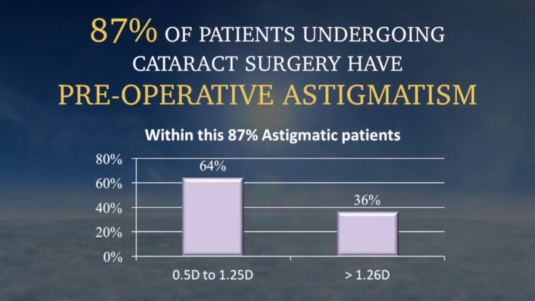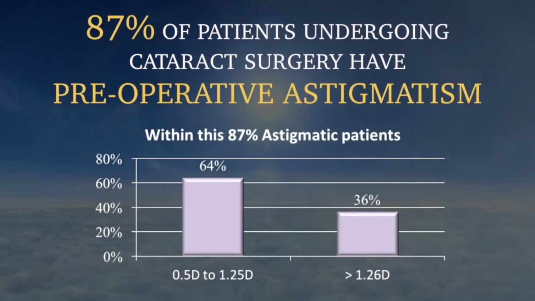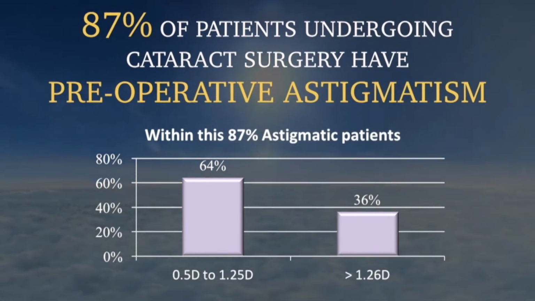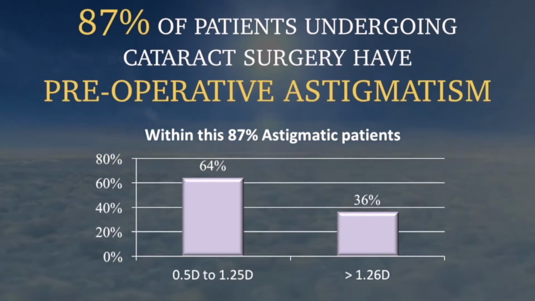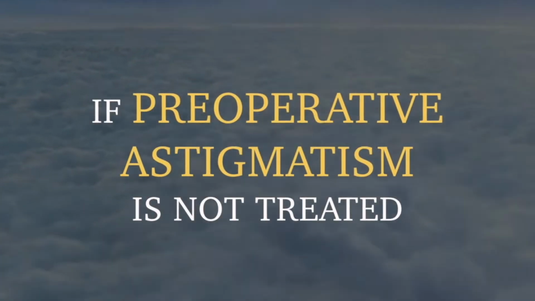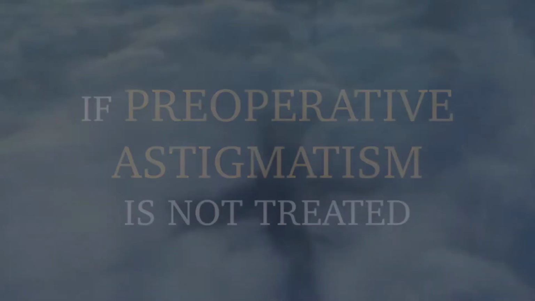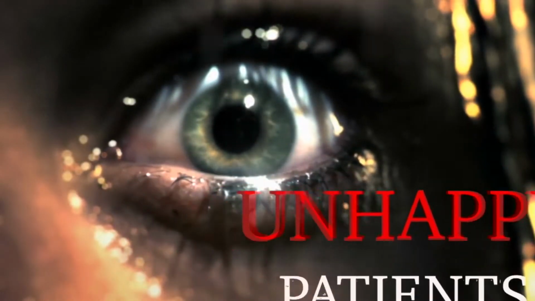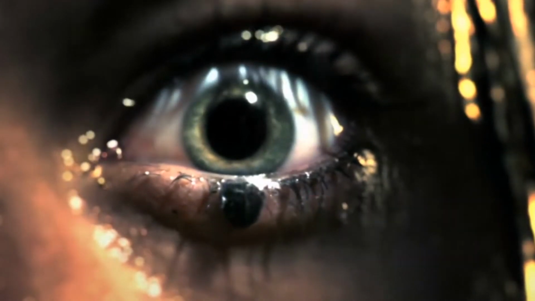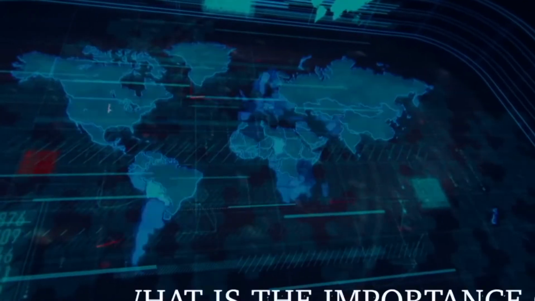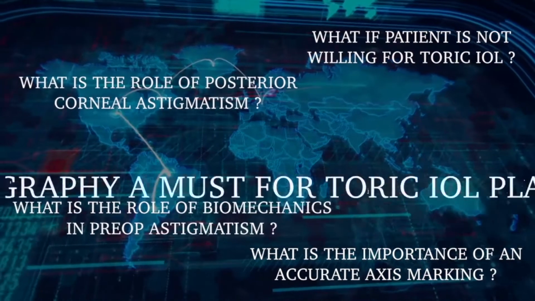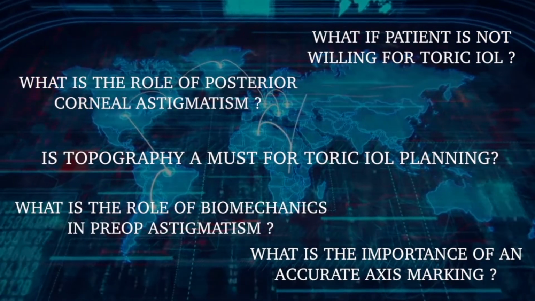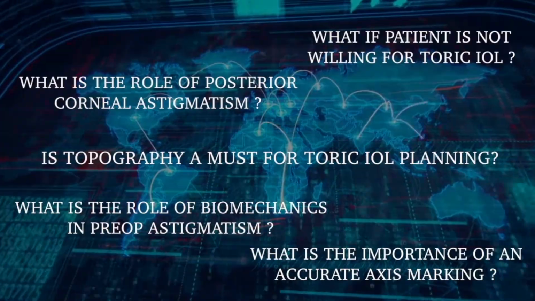A mystery for a phacorefractive surgeon is treatment of pre-existing astigmatism, which accounts for almost 87% of patients. Astigmatism, if left untreated, can lead to one of the most dreaded complications, that is, an unhappy patient. Cataract surgeons all over the world have multiple questions on how to treat patients with pre-existing astigmatism.